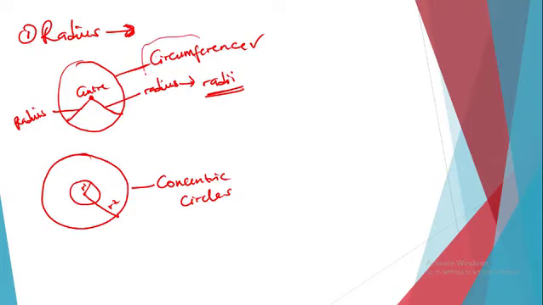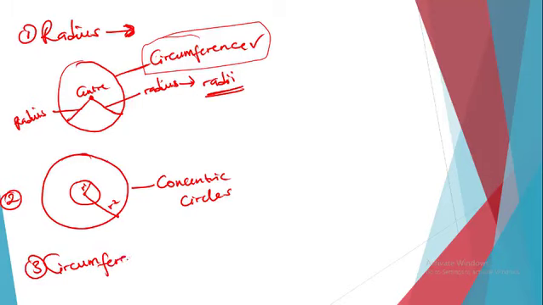Apart from that, I've defined the circumference. The circumference is the distance around the circle. Circumference is the distance round the circle. Do you understand? That is what we call circumference.